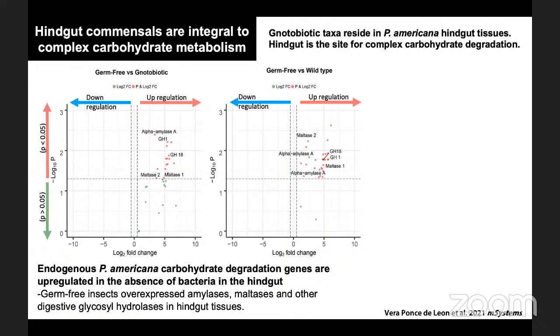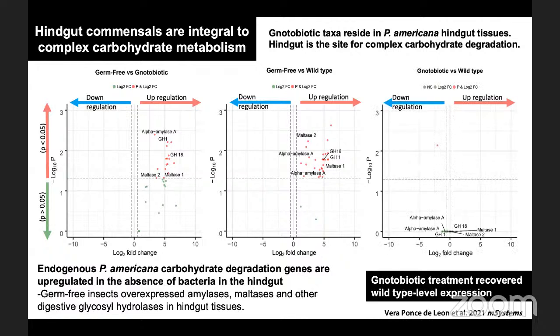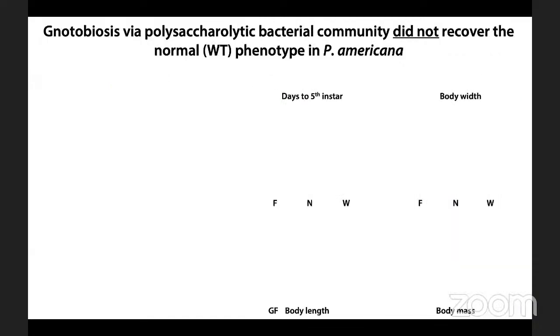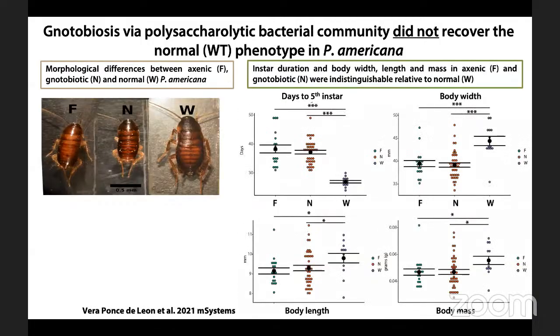So when we compare expression of these genes between non-axenic and wild type, we don't see any differential of these carbohydrate degrading enzymes. So we think, wow, that's great. It looks like these bacteria are able to, at the very least, signal to the host that upregulation of these genes is not necessary. So we're like, well, then these cockroaches must be able to grow normally and be just fine. That was absolutely not the case.